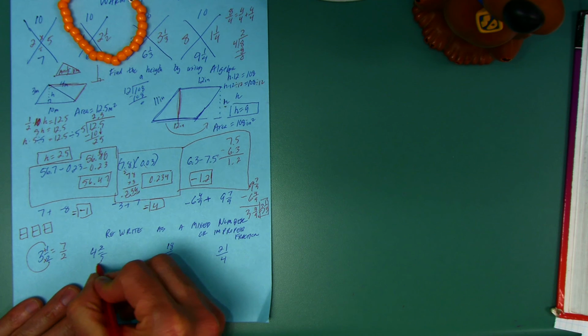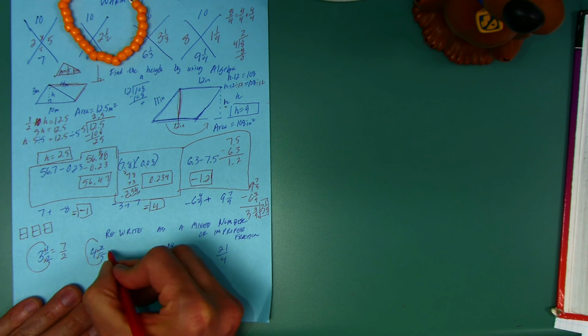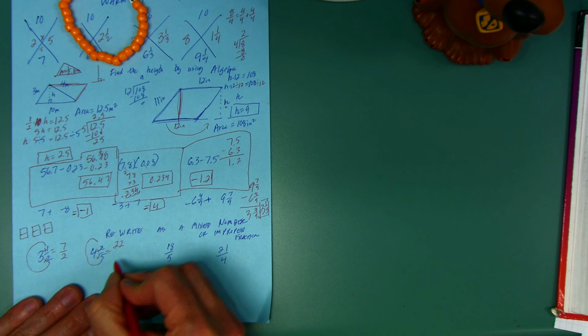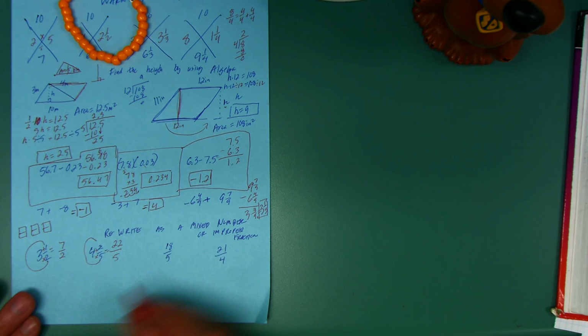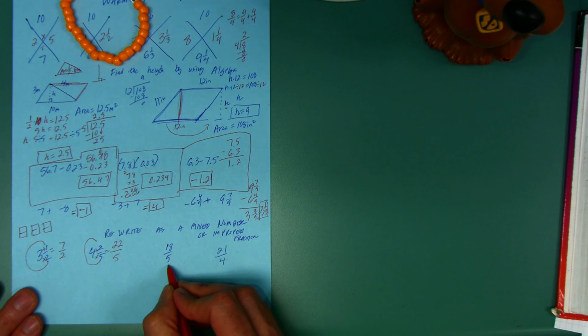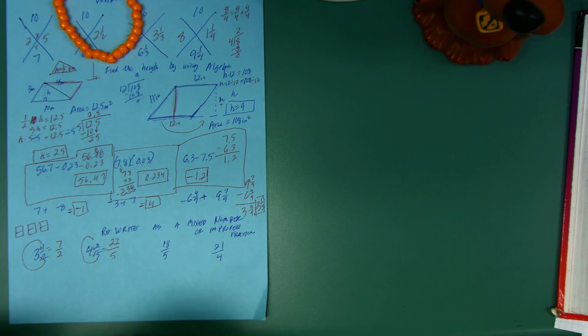So what am I doing here? I'm going 5 times 4 plus 2. 20 plus 2, 22. What goes on the bottom? The same thing that was on the bottom. You don't change the denominator when you're doing these. Both changing from an improper to a mixed number or a mixed number to an improper fraction. The denominator is going to stay the same.